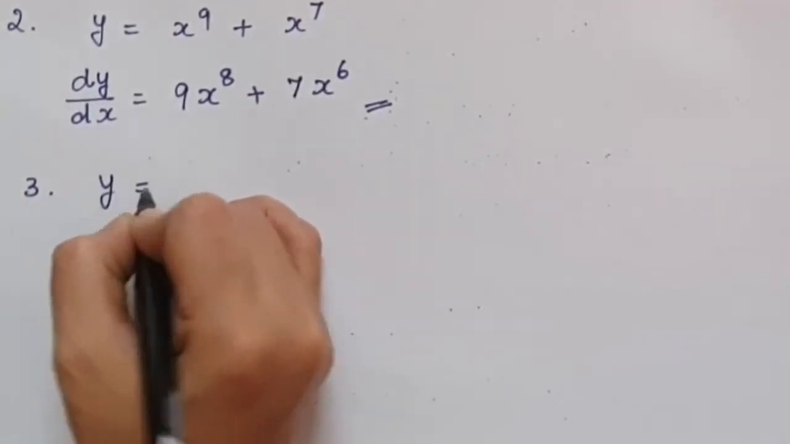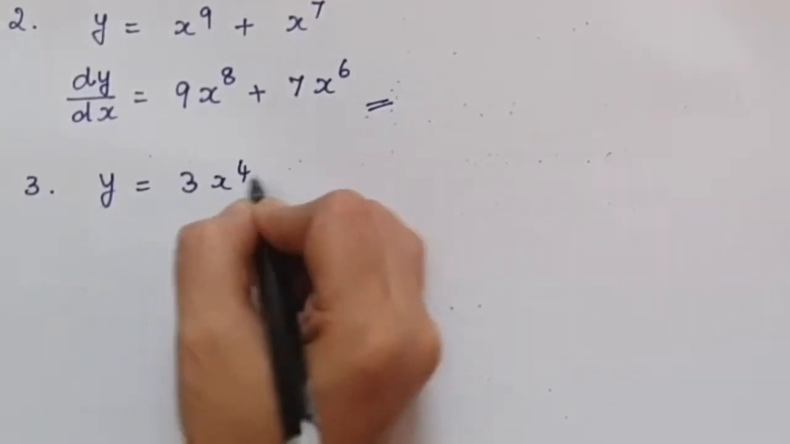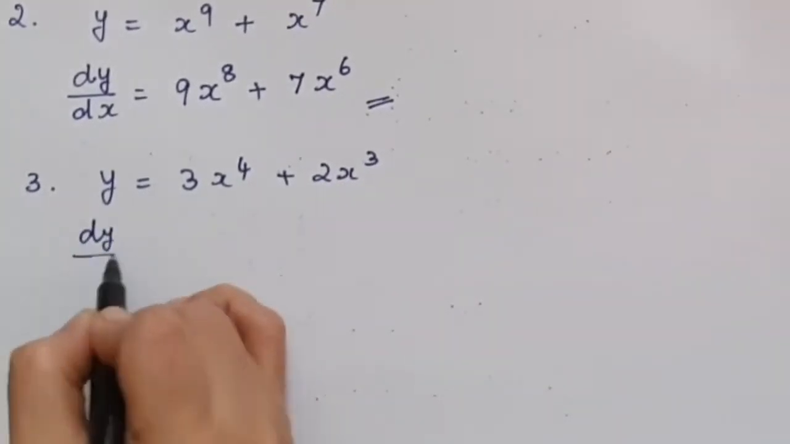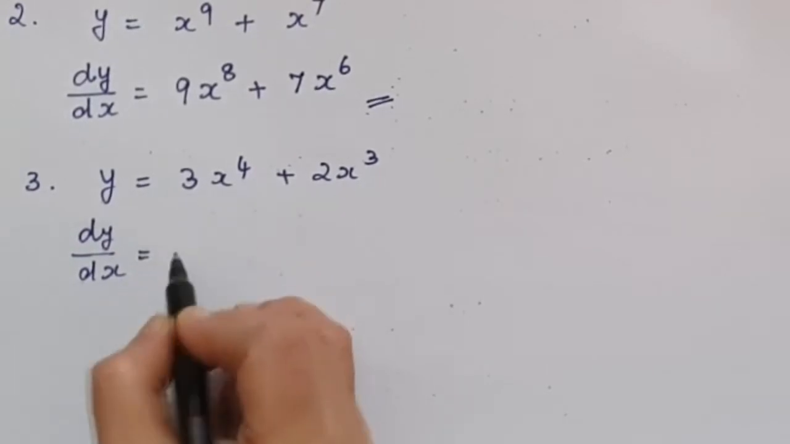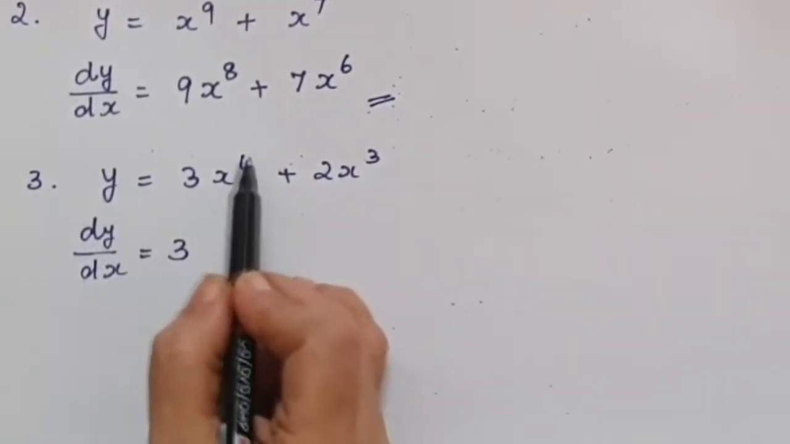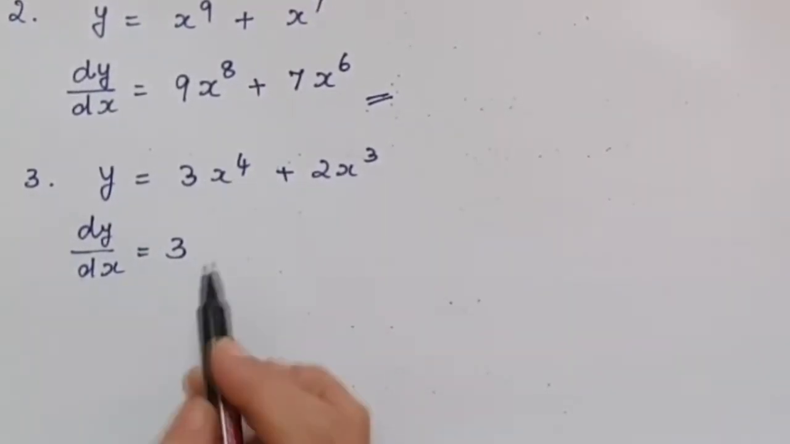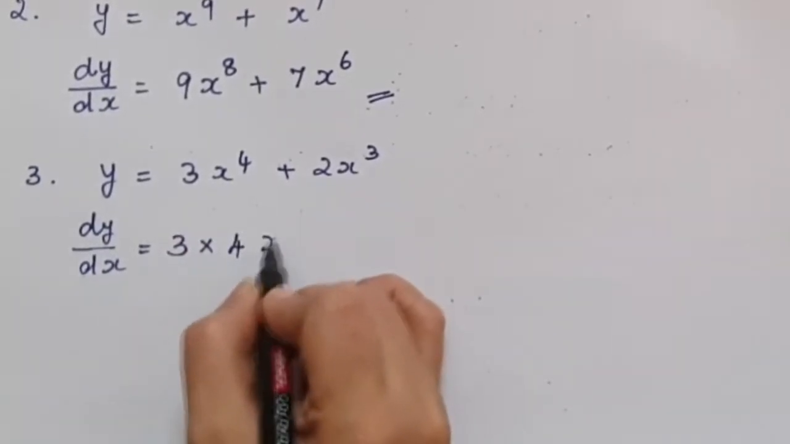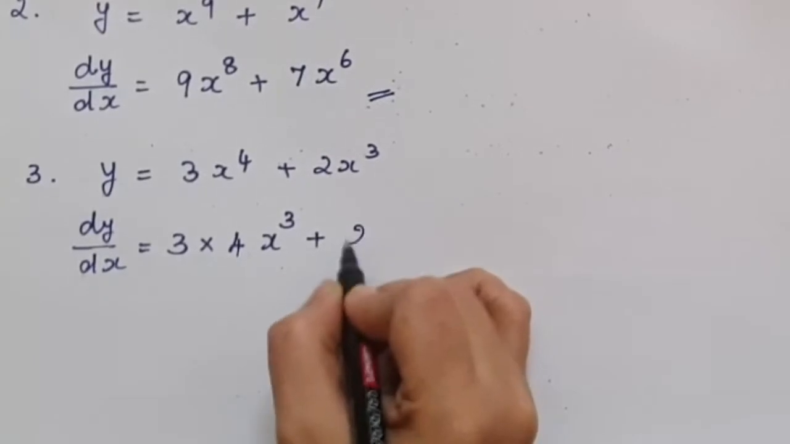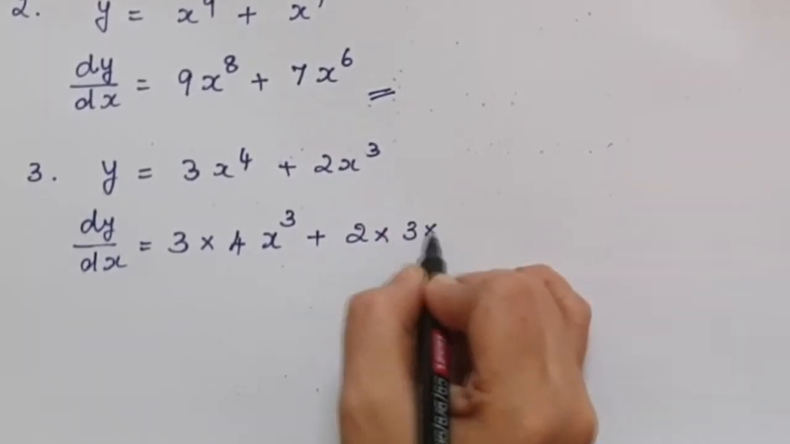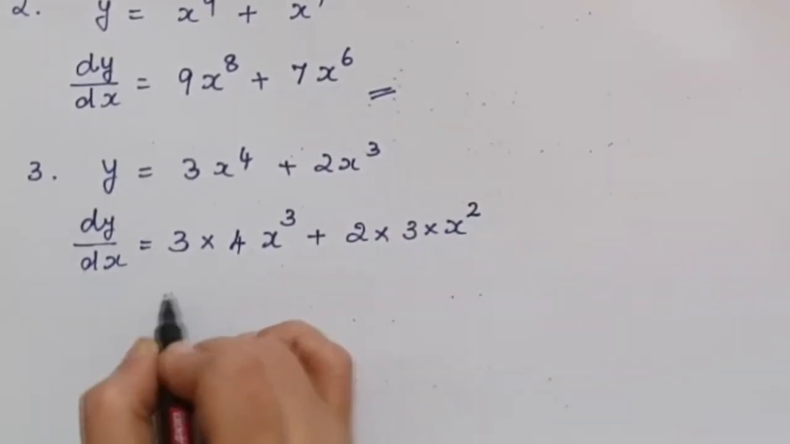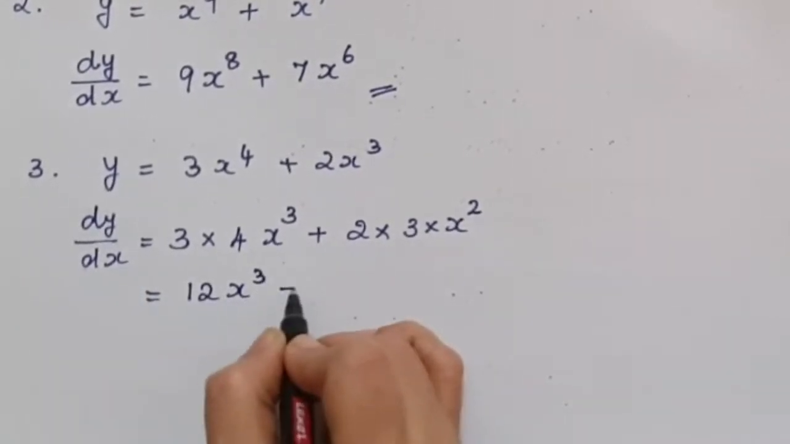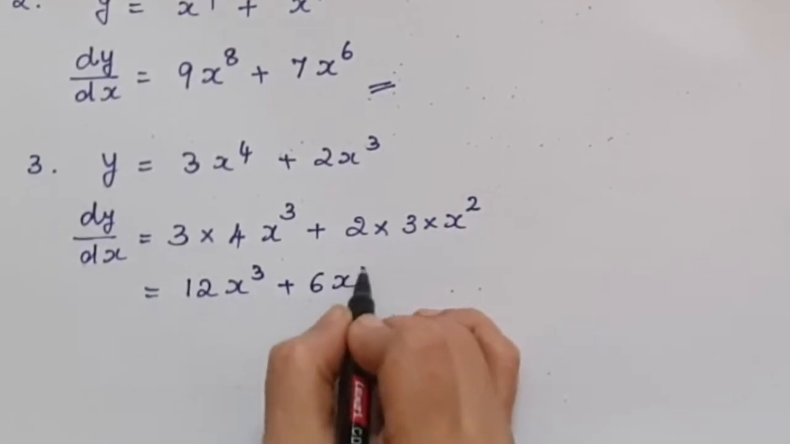Now the next stage. Suppose you have y equals 3x power 4 plus 2x cube. Now our dy by dx. This is a number, so write this 3. Now apply the same rule for x power 4. That is, we take this 4 forward and then reduce the power. In the same way, 2 into take 3 forward and reduce the power. So it will be 3 4s are 12, 12x cube, plus 3 2s are 6x squared.